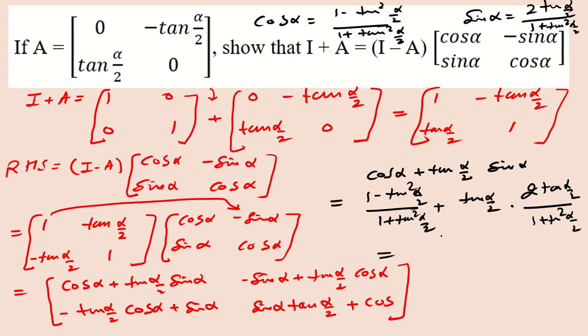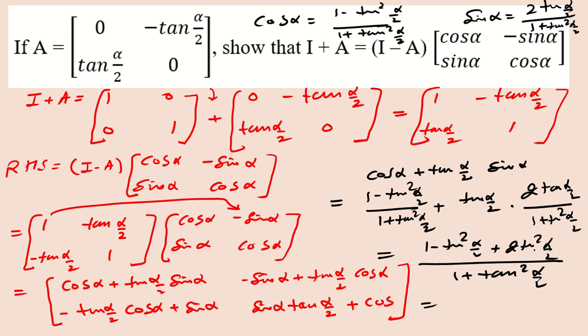Now what it will be? It will be 1 minus tan square alpha by 2 plus, here it will be 2 tan square alpha by 2 over denominator is same. So 1 plus tan square alpha by 2. Now minus tan square alpha by 2 plus 2 tan square alpha by 2. It will be 1 plus tan square alpha by 2 over 1 plus tan square alpha by 2. It will be 1. So this complete element will be 1. And you can see in the left hand side also it was 1.